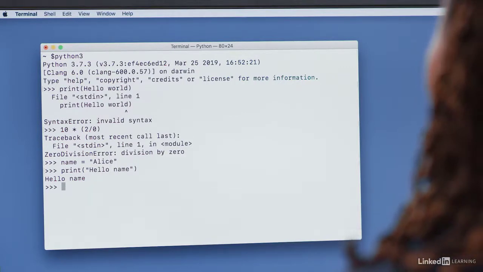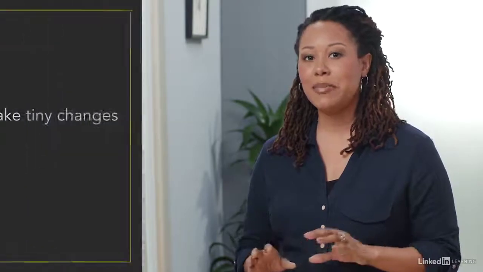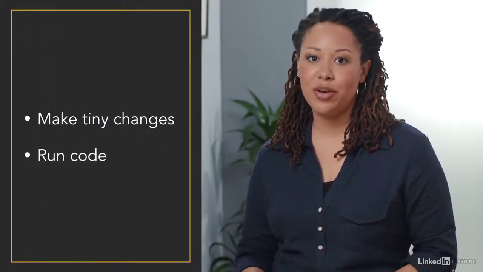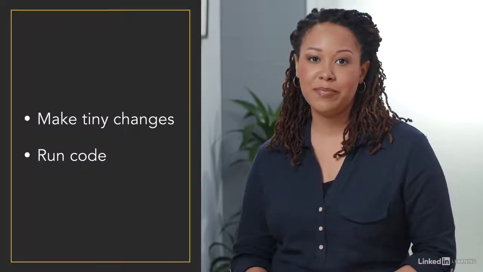That's because we didn't use the proper variation of the print method. Python didn't understand that we wanted it to use the name variable. Semantic errors are the most challenging to troubleshoot. It's best to make tiny changes and then run your code. That makes it easier to figure out where you introduce the error.